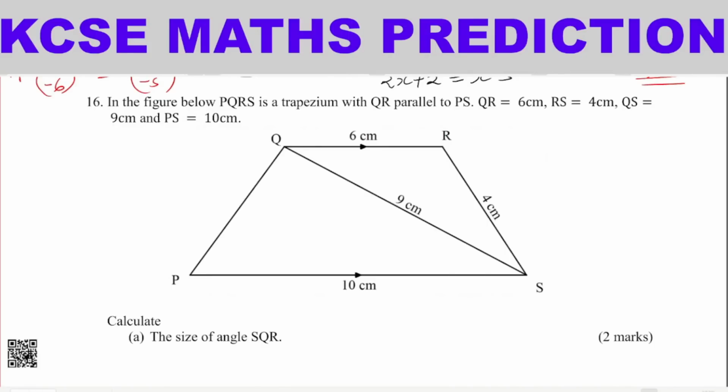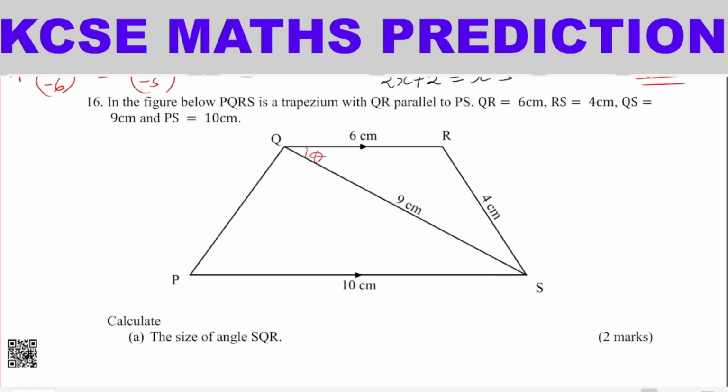In the figure below, PQRS is a trapezium with QR is parallel to PS. QR is equals to 6 centimeters, RS is equals to 4 centimeters, QS is equals to 9 centimeters, and PS is equals to 10 centimeters. Calculate the size of angle SQR. So SQR is here. SQR is this angle that you need to calculate.